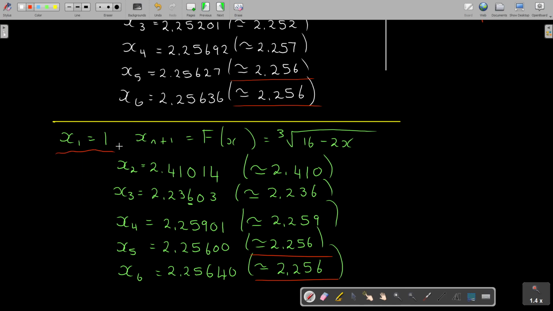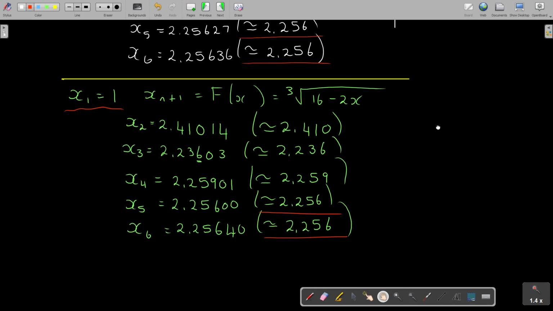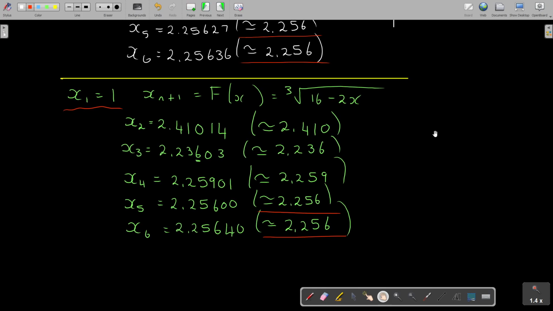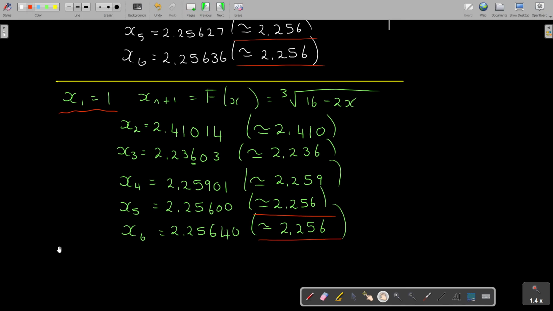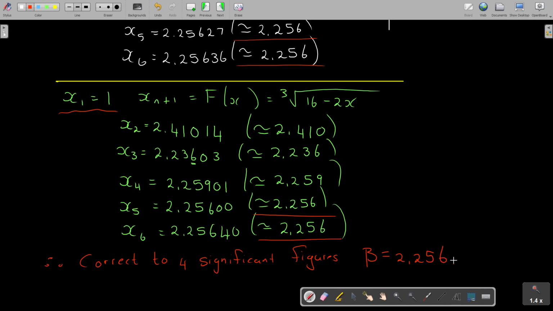It doesn't matter if you start at 1 or 2. At the end, you're just going to conclude and say, let's just write it down: therefore, correct to 4 significant figures, beta is equal to 2.256.